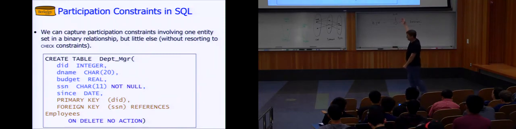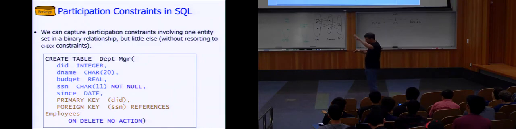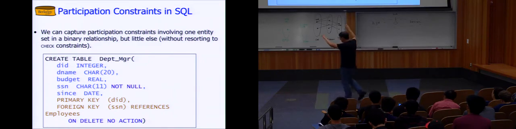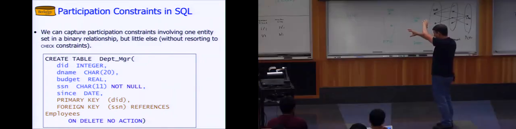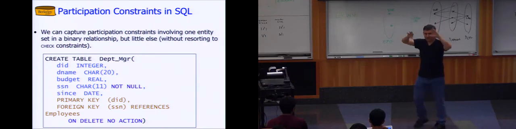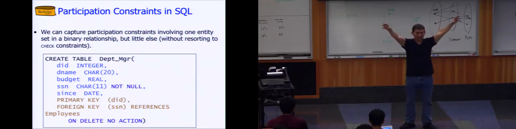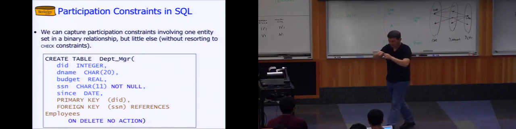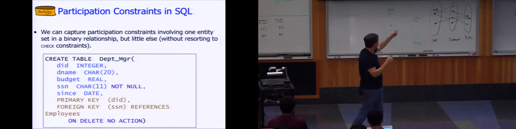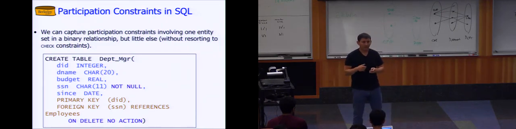Similarly, you can write down check constraints like this, where you say, every department has to have exactly one manager. Every manager has to manage exactly one department, stuff like that. And you can have both sides of a relationship have participation constraints. But you're going to have to write that down as a separate check. So there's no trick to do it with keys and foreign keys.